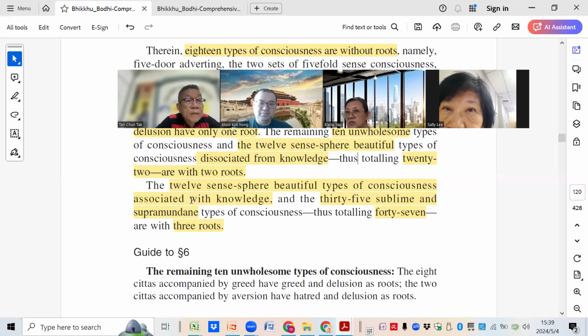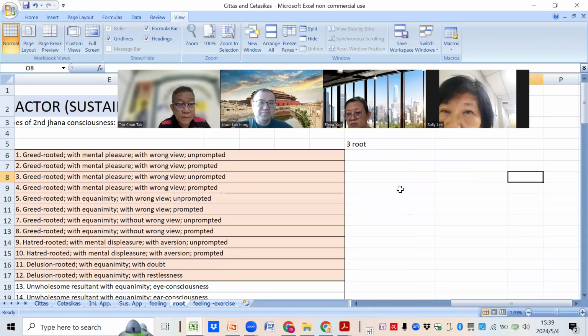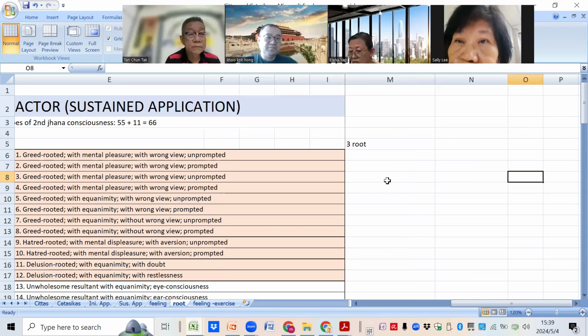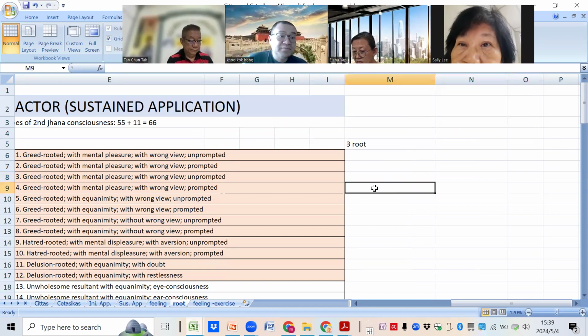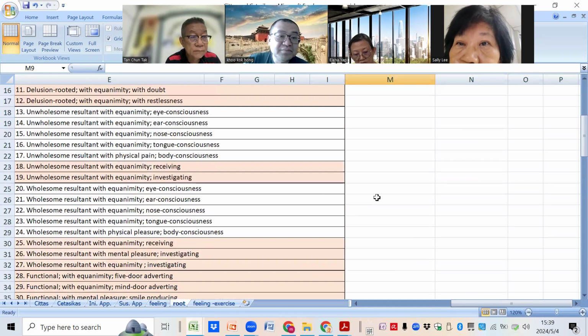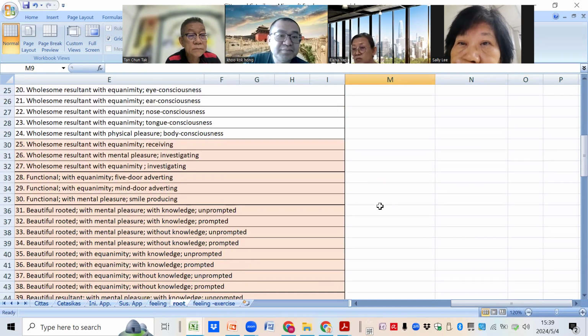He says 12 sense-sphere beautiful types of consciousness associated with knowledge. So we try to find out the ones associated with knowledge. Yes, Kok Hong, can you find out for me the consciousness associated with knowledge? Where shall we start?